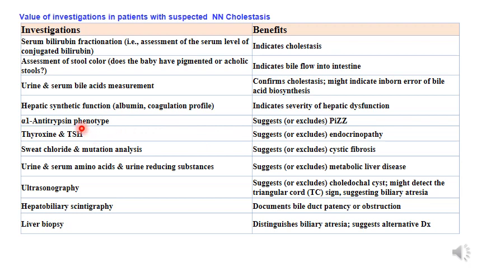Thyroxine and thyroid-stimulating hormone suggest or exclude endocrinopathy. Sweat chloride test and mutation analysis in case of cystic fibrosis. Urine amino acids suggest or exclude metabolic liver disease. Ultrasound checks for choledochal cyst. Triangular cord sign suggests biliary atresia. Hepatobiliary scintigraphy, a radioisotope study, checks bile duct patency or obstruction. Liver biopsy distinguishes between biliary atresia and suggests alternative diagnoses like hepatitis.